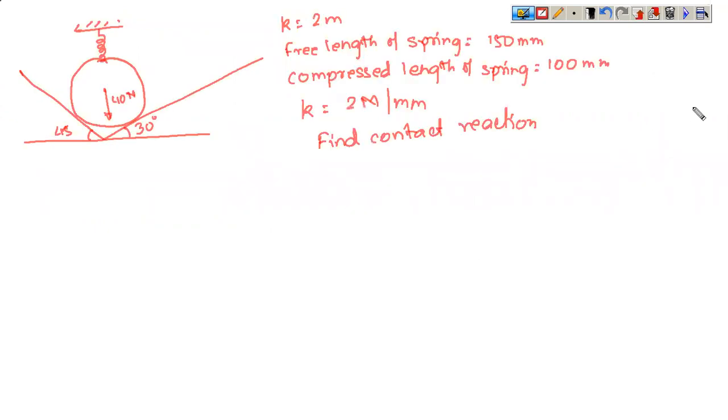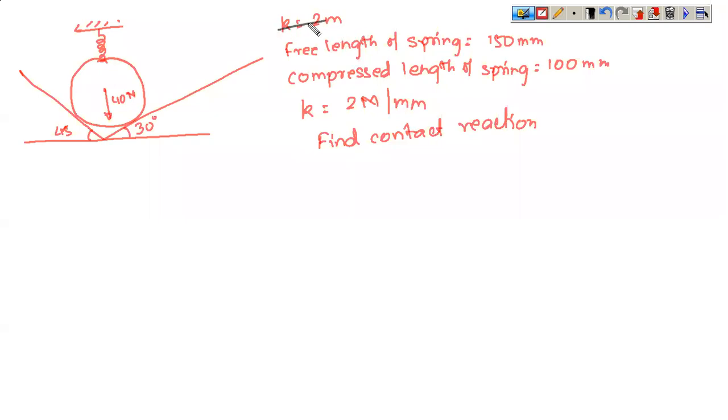Coming to the third type. Now here, this is a ball which has been kept on an inclined plane like this. The weight of the ball is 40 Newton. It is supported with the help of a spring. The free length of the spring is 150 mm, and the compressed length of the spring is 100 mm. And the stiffness of the spring is 2 Newton per mm.